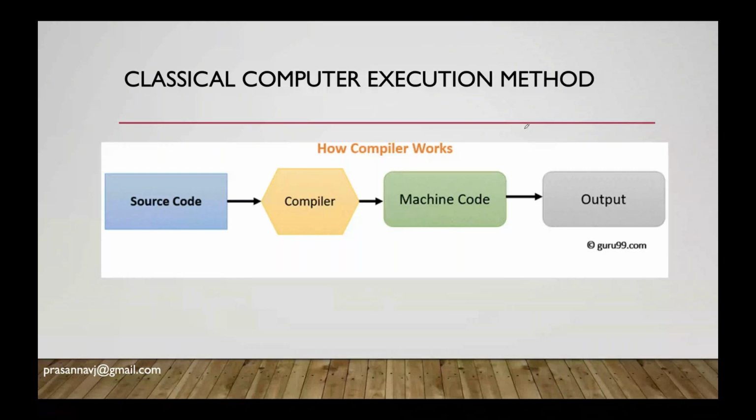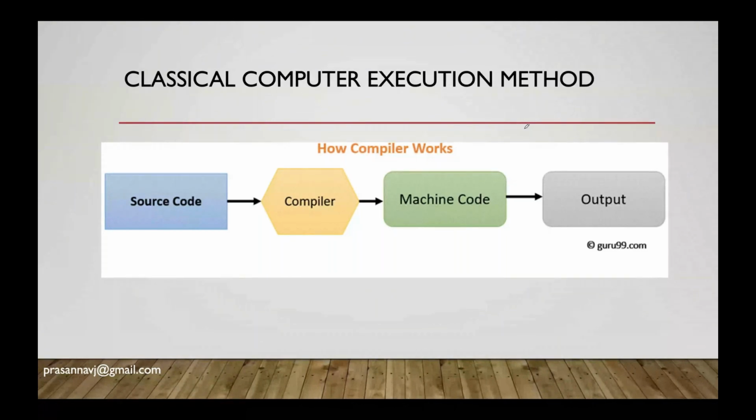So effectively, the current approach that you follow in terms of quantum computers, where you have a source code. In a typical classical computer, you have a source code, and you compile the source code, and the compiler converts that to machine code, and that machine code gets executed, and you get the output. So typically this is how compilers work in classical computers.